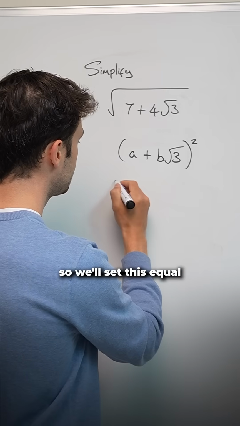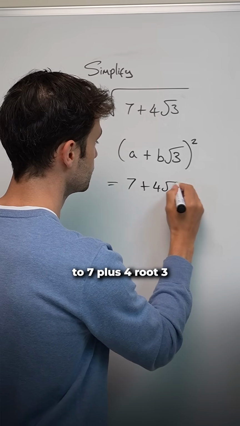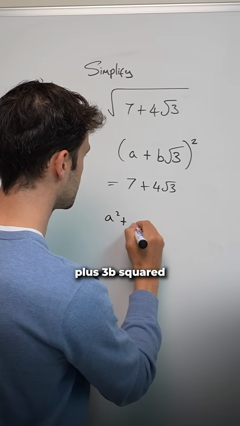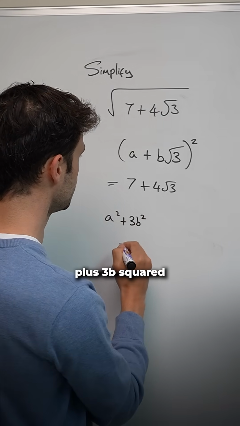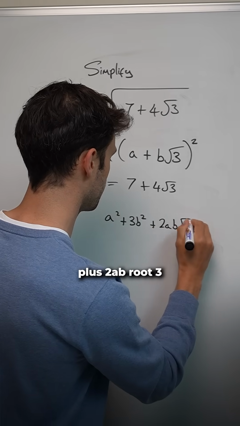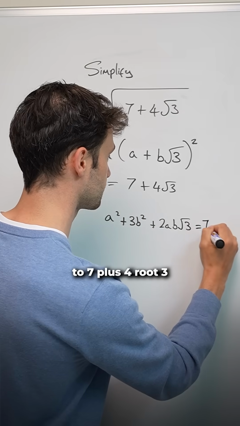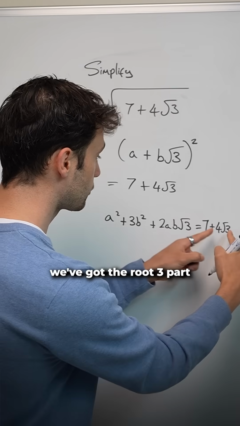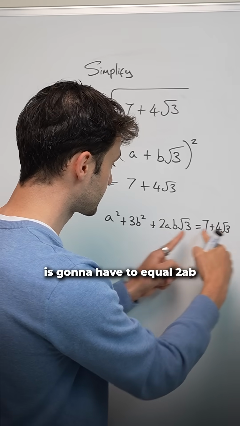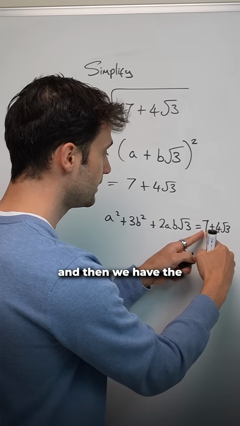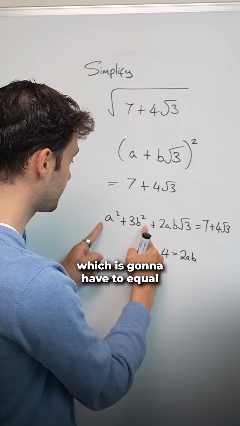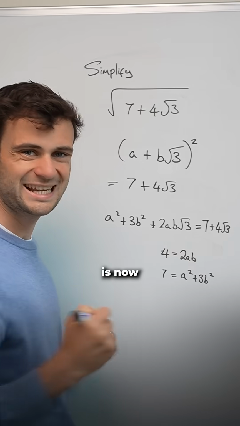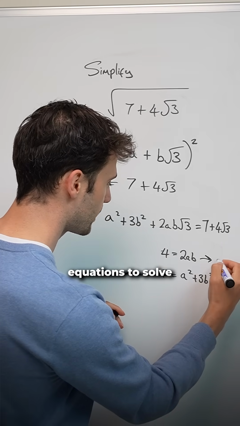So we'll set this equal to 7 plus 4 root 3. And we can expand this. So we get a squared plus 3b squared plus 2ab root 3 has to be equal to 7 plus 4 root 3. So we have two parts now that we can compare. We've got the root 3 part, and the 4 here is going to have to equal 2ab. And then we have the rational part, which is 7, which is going to have to equal a squared plus 3b squared. So the reason this is difficult is that these aren't necessarily easy equations to solve.